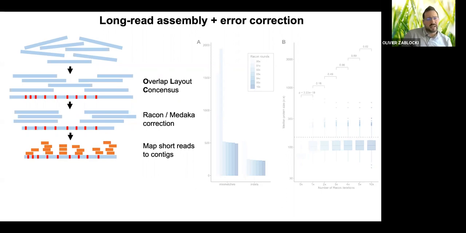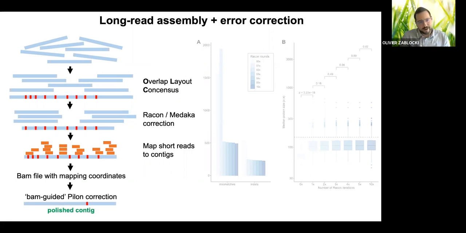But we get now into the phase where we use the short reads to guide the correction of the long read assembly. So what you would do is you have your assembled long reads, and you do a mapping exercise where you map your short reads to your long read contigs.